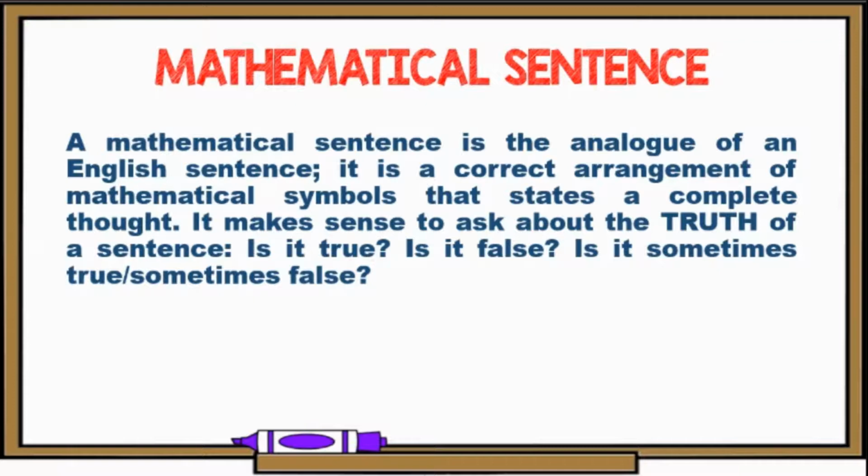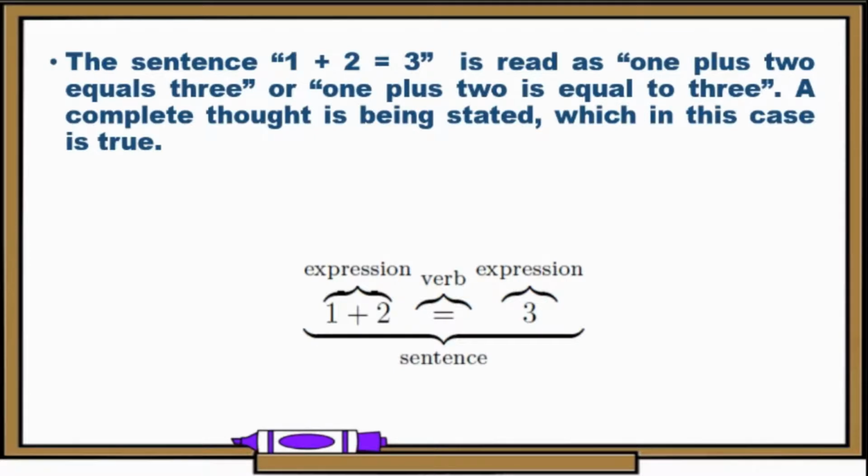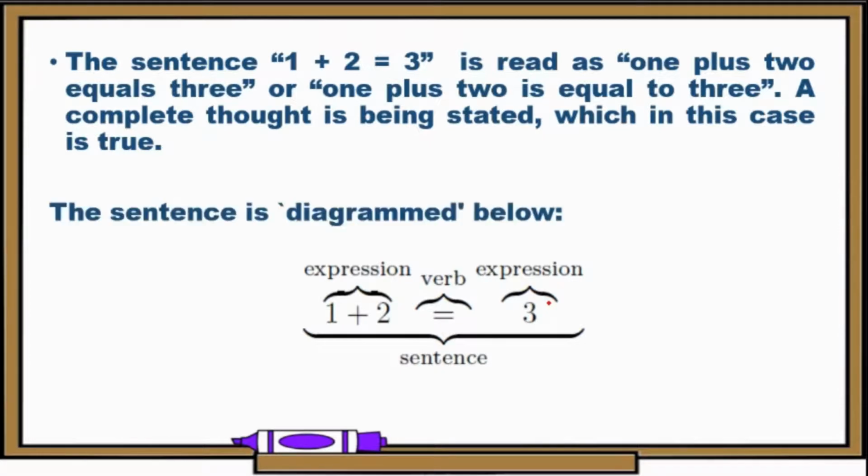Di ba? So, let's look at this sentence. Ayan. Himay-himayin na natin sila. So, the sentence, 1 plus 2 equals 3 is stated below. So, for the left-hand side, we have an expression 1 plus 2. And then they have a verb equal. And then another expression on the right-hand side, we have 3. So, this makes up our sentence.